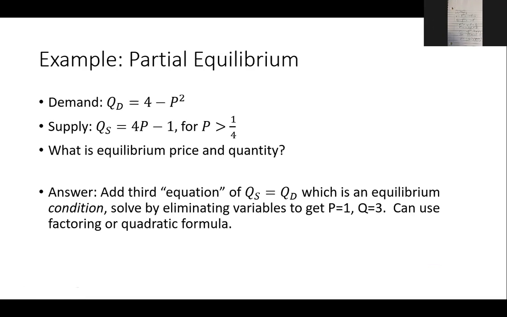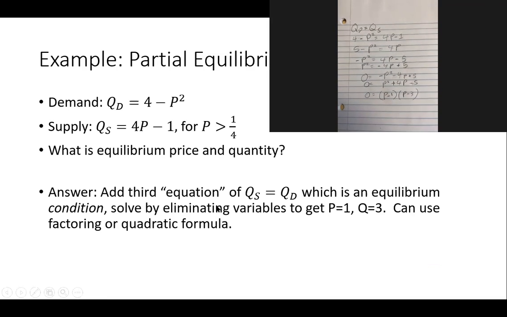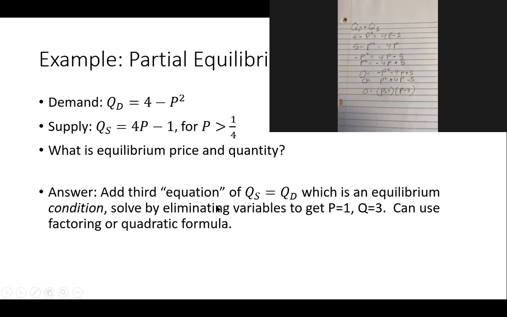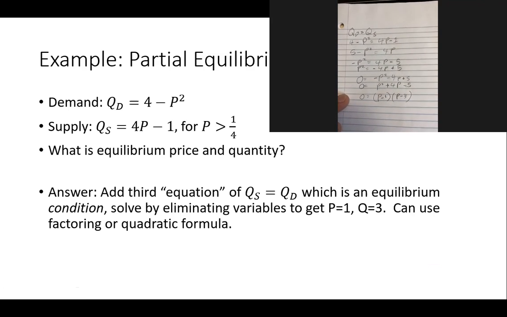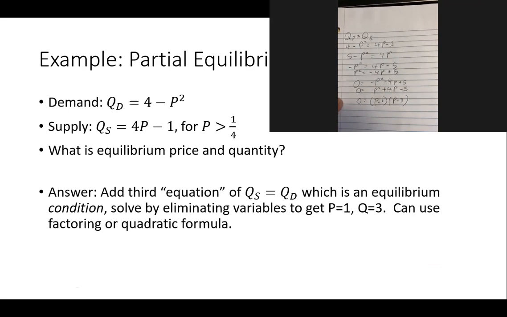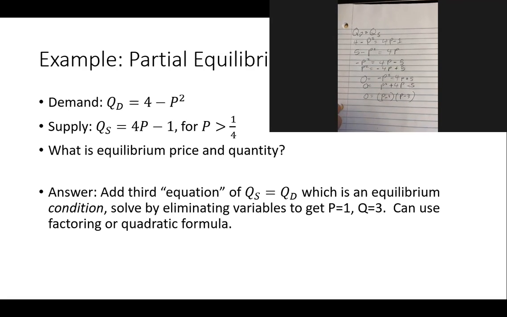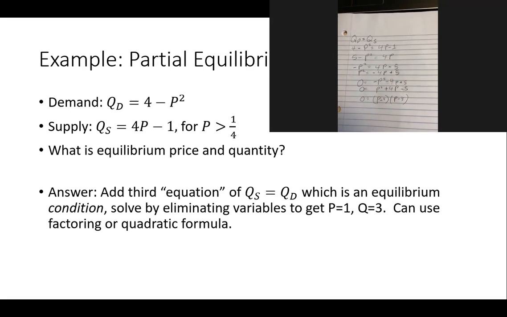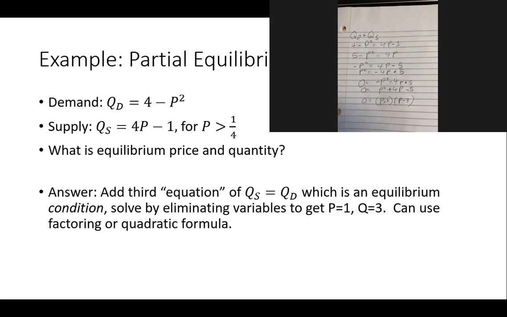So I put them equal to each other. I've been trying to find the right signs as well, but it basically led me to 0 equals p squared plus 4p minus 5. And I've been trying to factor that, but I don't think I did it right, to be honest.